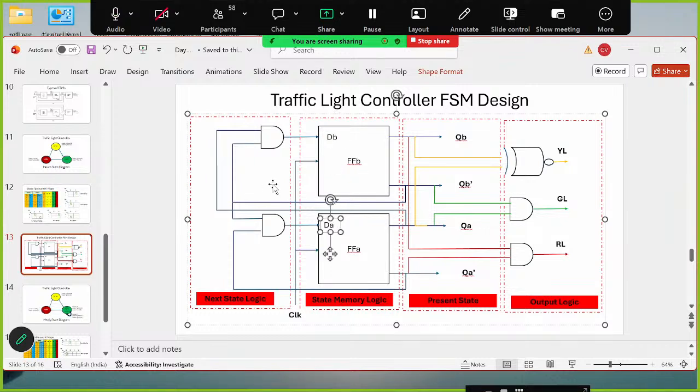This is the input logic, next state logic, you can say, the input combinatorial logic, and this is the output combinatorial logic that I have created, the output logic, and these are the outputs. This is the present state, and the present state will become the next state, and so on, like this.